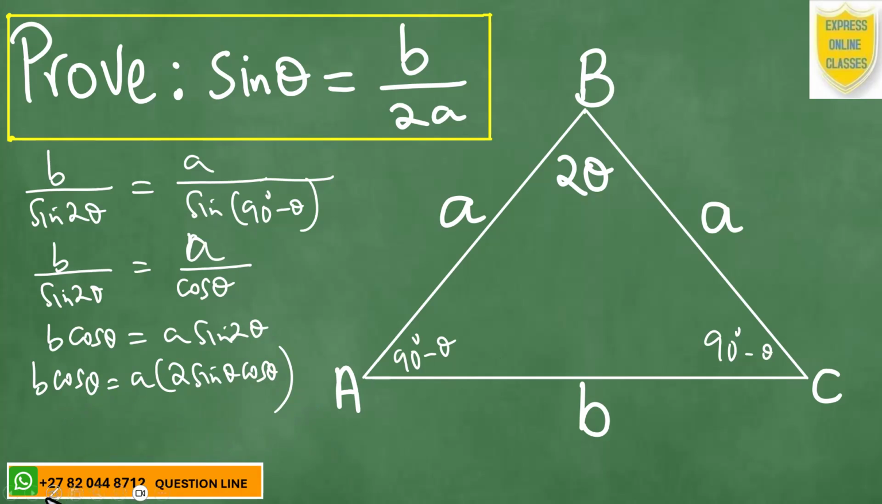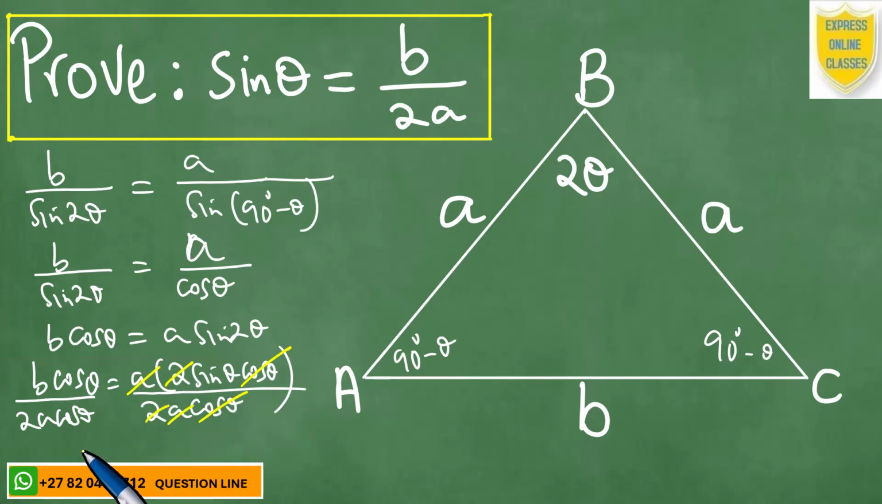So if we have this, we can actually be in a position to simplify this. The question therefore is, how do we simplify this? So we can divide both sides of the equation by the following. Because we want to make sine theta the subject, we can divide by 2a cosine theta. We also divide by 2a cosine theta on the other side.